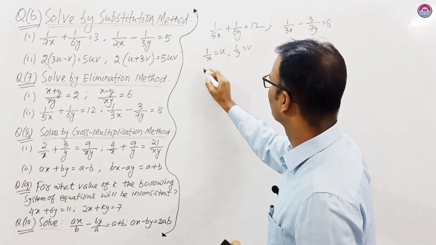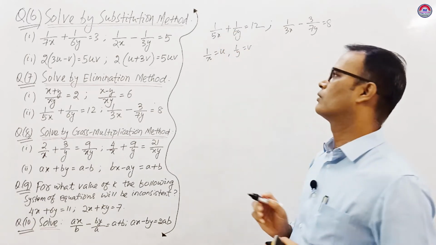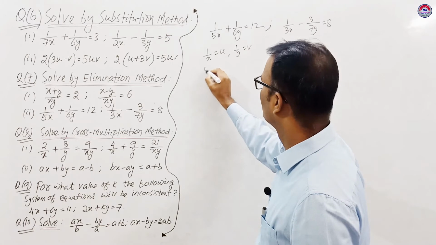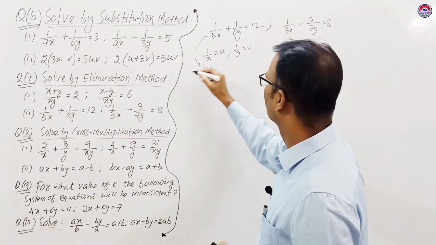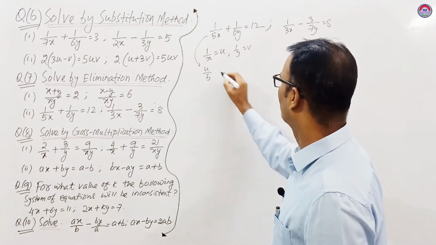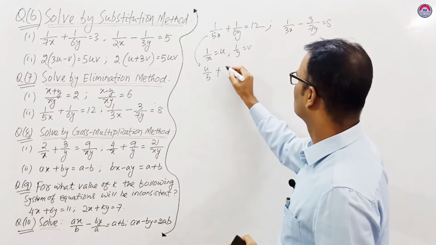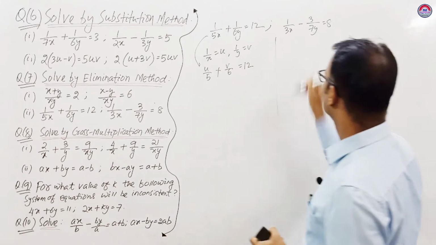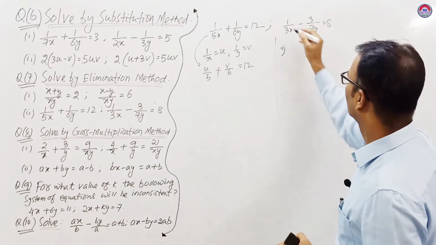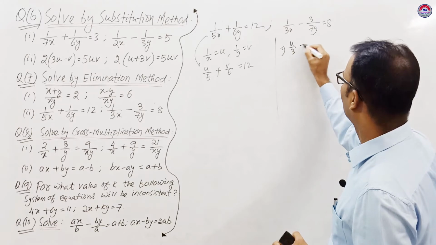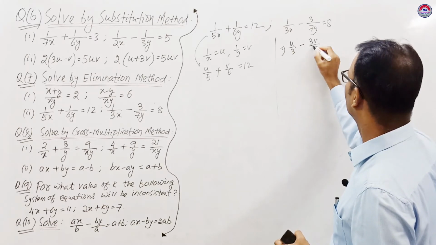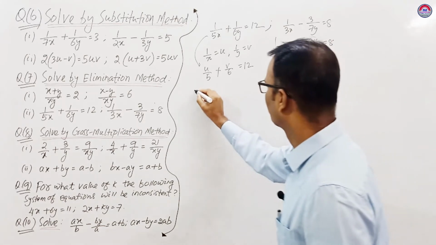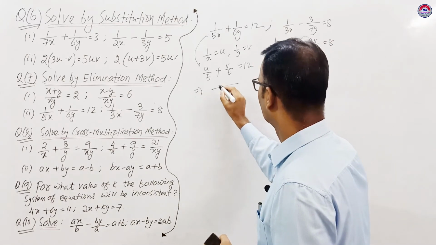So this will become 1 by 5 into 1 by x, you can write u by 5. It will become u by 5 plus v by 6 equals 12. Similarly, this equation you can write u by 3 minus 3v by 7 equals 8. Take LCM. Here LCM is 30.